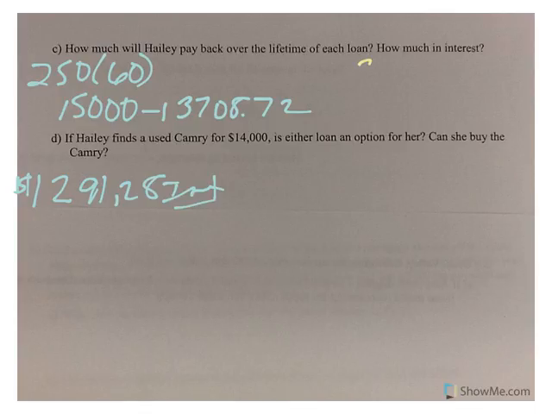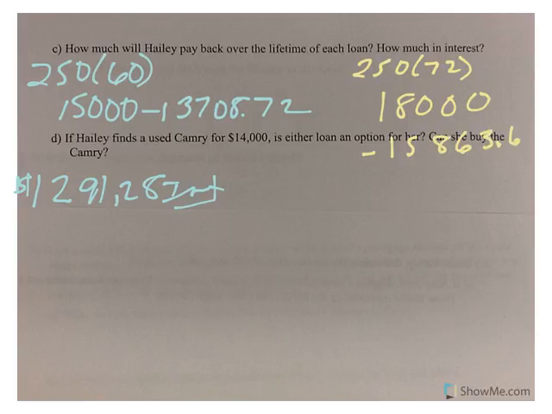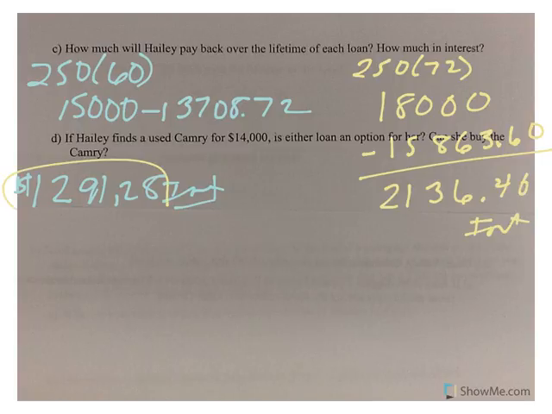Now the other one, she paid $250, but she paid it back for 72 months, so she paid a total of $1,800. That one, let's subtract the $15,863.60. She paid $2,136.40 in interest. So you can see she paid over $900 more in interest by going with the 72-month loan rather than the 60-month loan. Yeah, she got a little bit more money for a car, but at the same time, she is going to end up paying back more money.